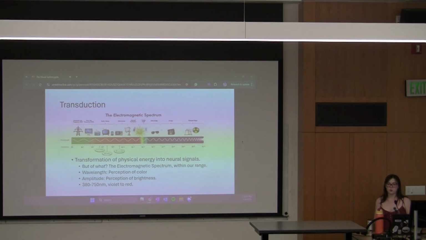So before our brains process visual information, a transfer of energy must take place. Phototransduction is the process of converting physical energy, in this case light waves, into neural signals that the brain can process. So again, this is the electromagnetic spectrum. We can only perceive a narrow slice of it, 380 to 750 nanometers, violet to red light.